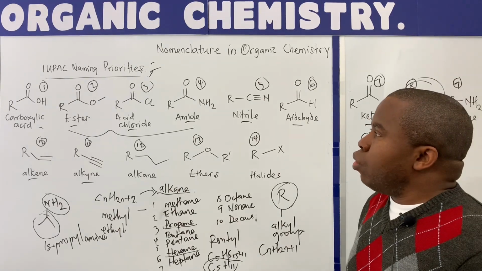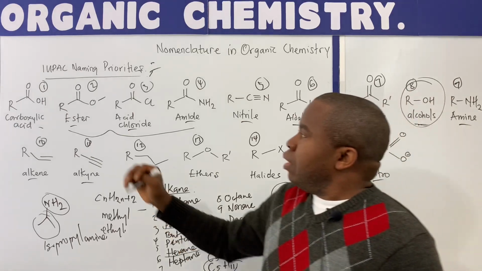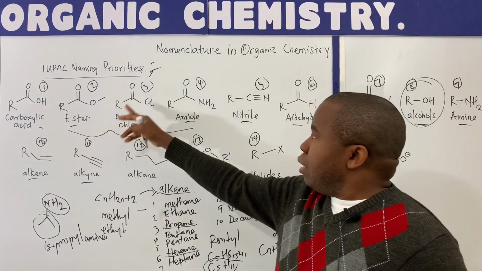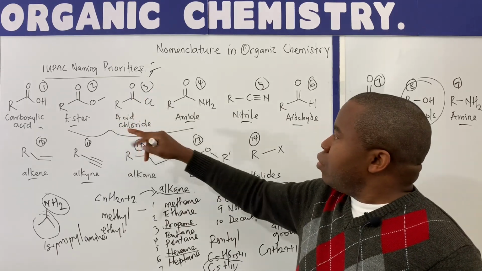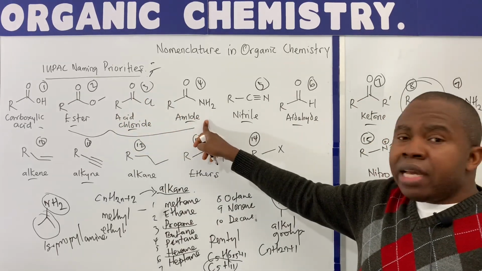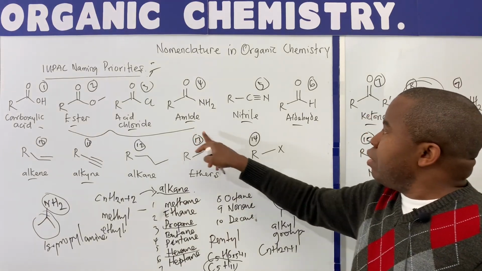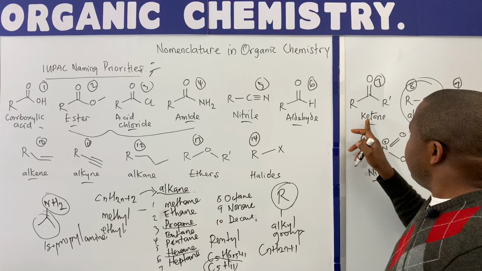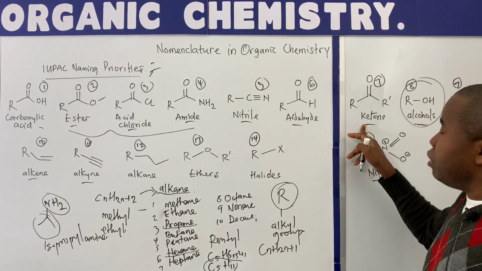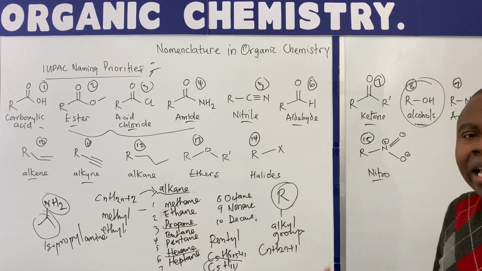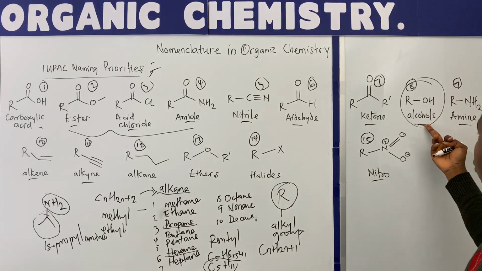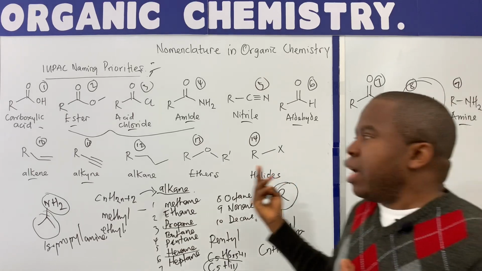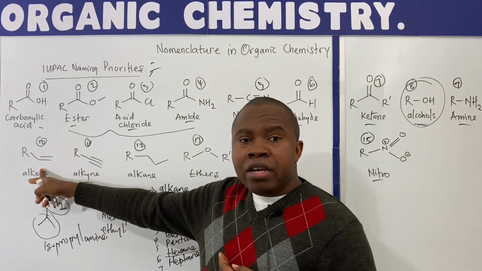So in other words, what we'll say is that carboxylic acid has higher priority than an ester, and this has higher priority than acid chloride. This has higher priority than an amide. This has higher priority than a nitrile. This has higher priority than an aldehyde, and this is a ketone. Aldehyde has higher priority than a ketone. A ketone has higher priority than an alcohol. An alcohol has higher priority than an amine. Amine has higher priority than an alkane group.